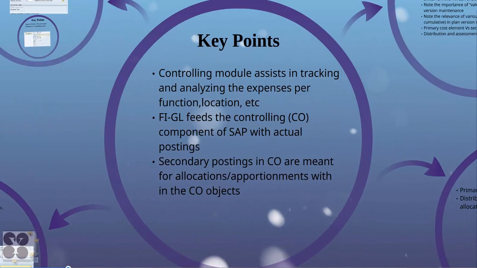The controlling module assists in tracking and analyzing the expenses per function, location, etc. If you remember, when we started this lecture, the whole module of controlling is about costing: how we expense and how we track, either by function, by location, by duty, by department, by division. This module is all about cost and its tracking and reporting. When I say reporting, it's more about internal reporting, like management reporting. So remember, while talking about controlling, it's all about management reporting.